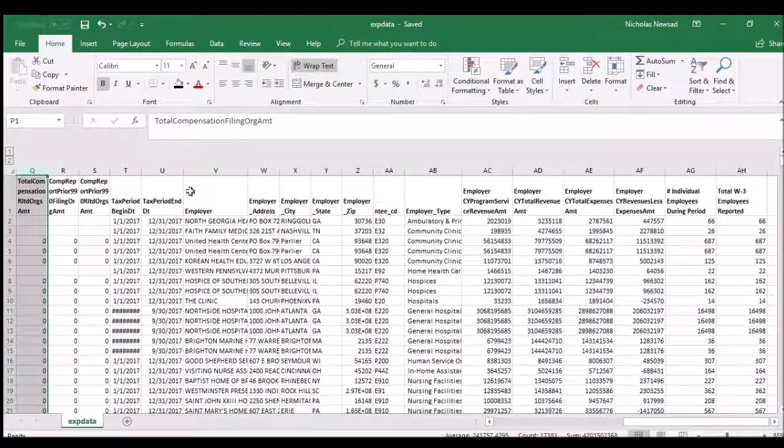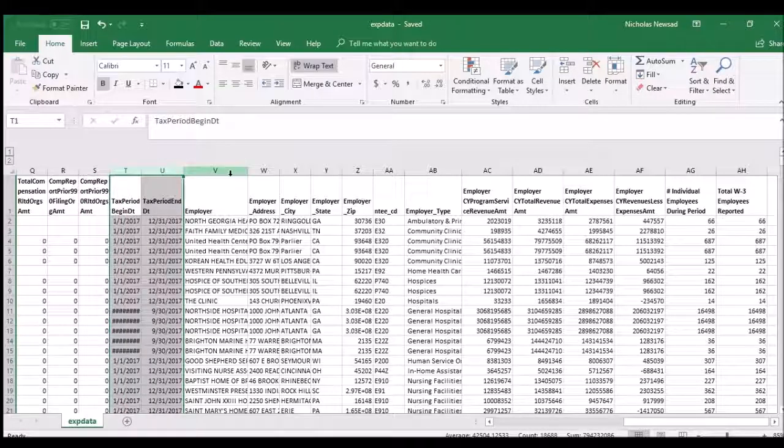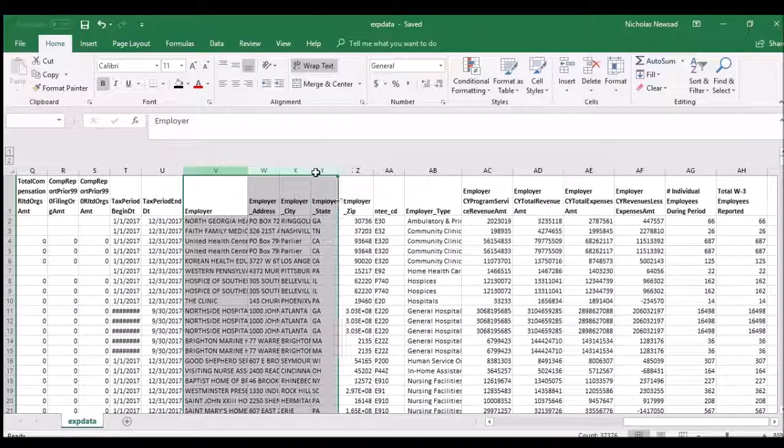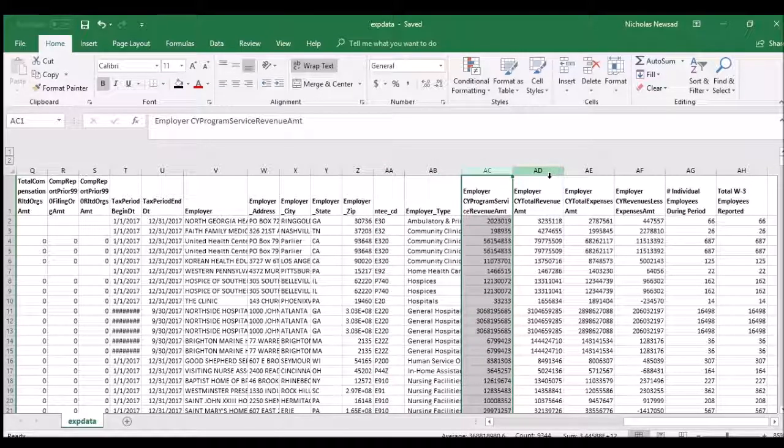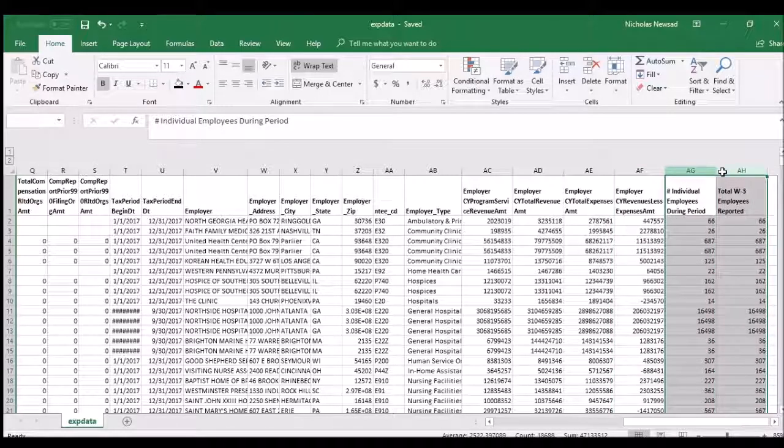Tax period begin and end dates, employer name, address, city, state, NTE classification code, employer type, employer program revenues, employer total revenues, employer total expenses, employer profit, and number of employees at the employer organization.